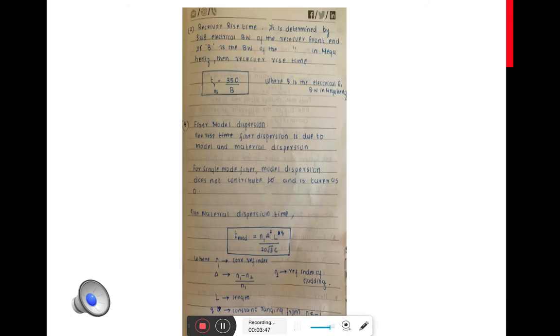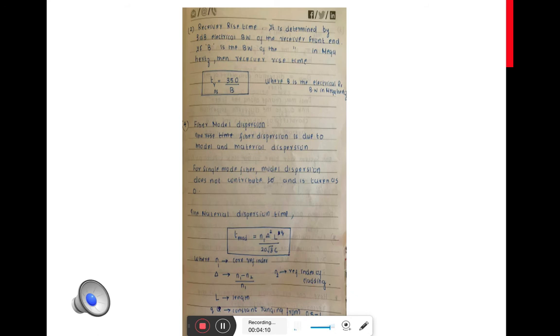So now we'll see the receiver rise time. Similarly, these will be the electronic components that are associated with the receiver. As already mentioned, if the receiver rise time TR is in nanoseconds, we can use the equation 350 by B, where B is the electrical bandwidth of the receiver in megahertz.